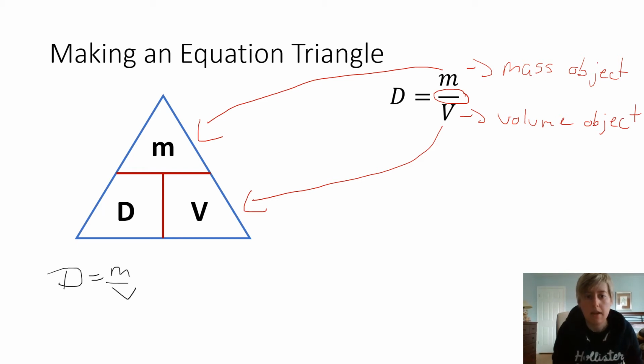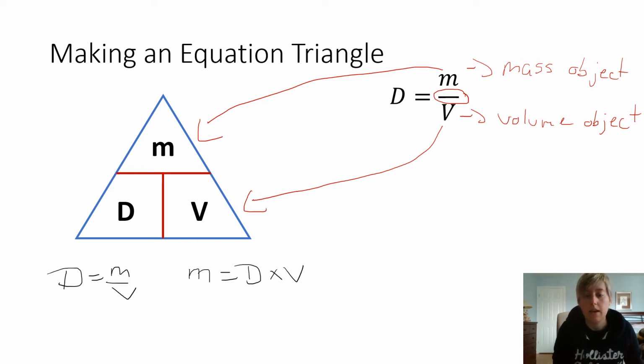Now let's say I'm looking for mass. So in my triangle, I scratch out the M, or I cover it. And what do I have left over? I have D and V. So mass is equal to density times volume.